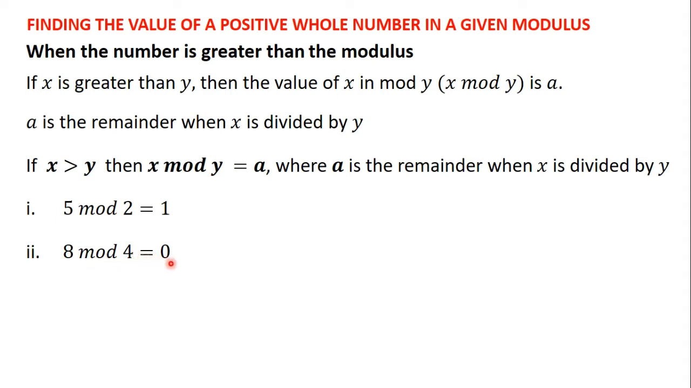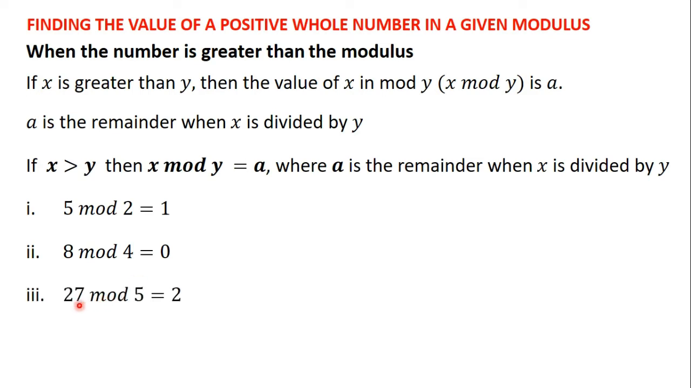Another example is 8 mod 4. 8 mod 4 is equal to 0. We have learnt that if the number is greater than the modulus, then the value of that number in the modulus is the remainder when we divide the number by the modulus. So here, to find the value of 8 in mod 4, we will divide 8 by 4. 8 divided by 4 will give us 2 remainder 0. When we divide 8 by 4, we get a remainder of 0. So 8 mod 4 is equal to 0.